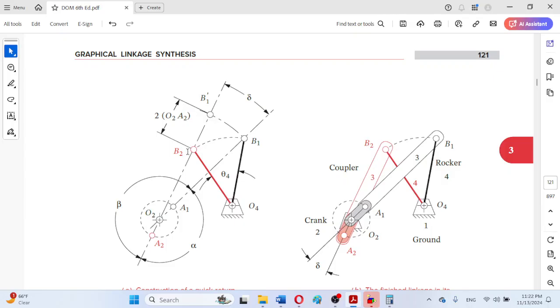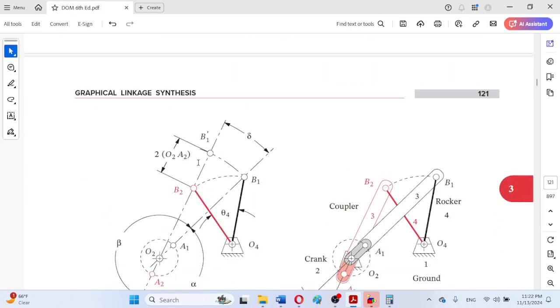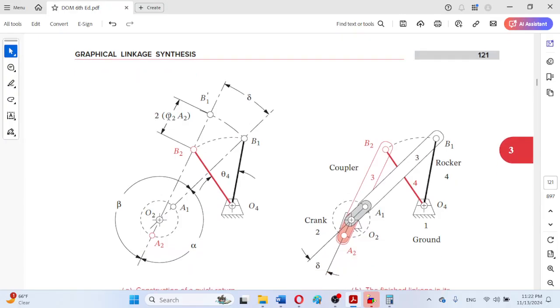So we will be obtaining this B2 B1 dash line that the author has stated. Label that intersection as B1 dash, and the line B2 B1 dash is twice the crank length. So this line, as the author has mentioned here, is actually 2 O2A2.